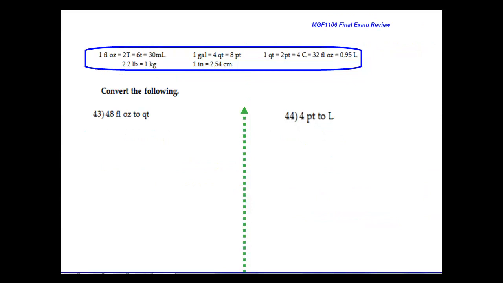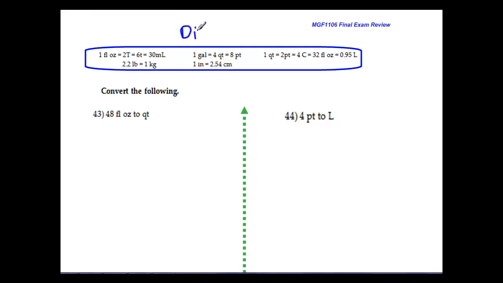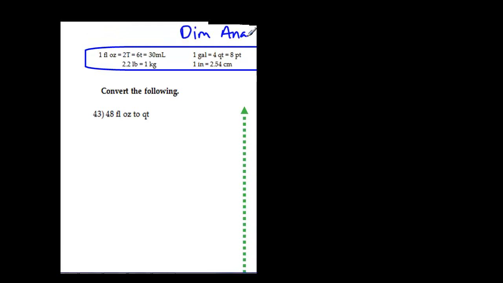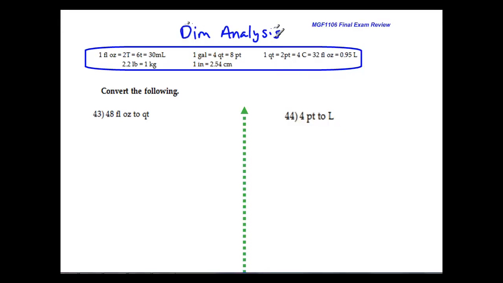We're doing 43 and 44 with dimensional analysis. There's another video using proportions that will give you the same exact answers. If we're using dimensional analysis, remember our ratio that we're going to use to multiply, our conversion factor. What we want, we put in the numerator. What we want to get rid of, we put in the denominator. So we have 48 fluid ounces on number 43.